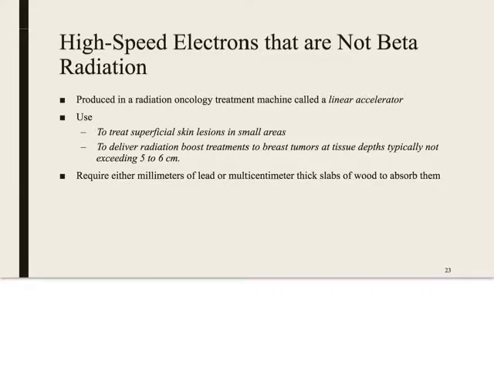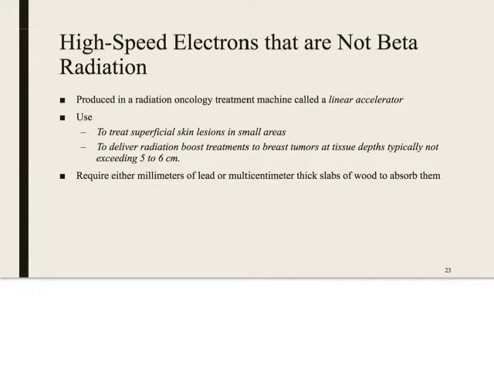High-speed electrons that are not beta radiation, this is the example that I used earlier from radiation therapy. We have certain mechanical devices, like a linear accelerator, that can accelerate electrons very, very quickly, right? It uses microwaves and all sorts of crazy stuff to accelerate a stream of electrons at a target. If we move that target out of the way, we just have the high-speed electrons.